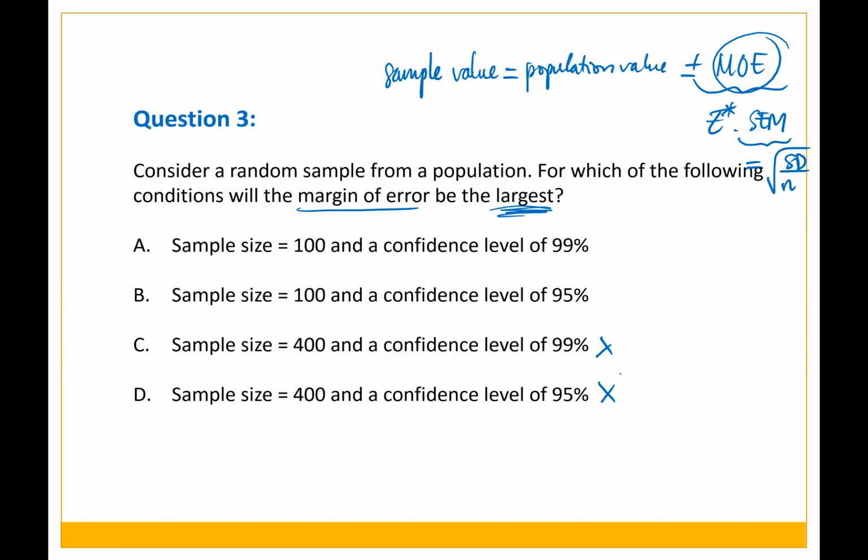Now let's look at Z star. If you want margin of error to be maximum, Z star also has to be bigger. And so from the table of confidence level matching with the multiplier number, the larger the level of confidence, the larger Z star is. And so the answer is A, when you have sample size equal to 100 and a confidence of 99%, which is the higher confidence level.